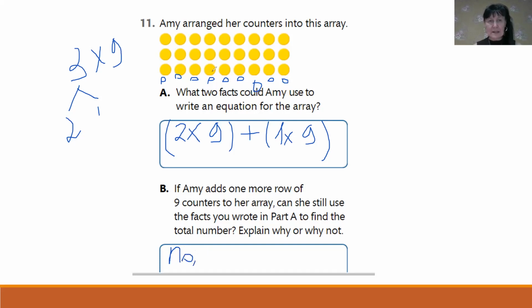Why? No, because we have 4 rows and 4 can be broken apart into 2 and 2, not 2 and 1.